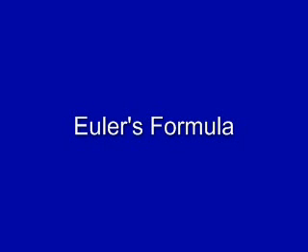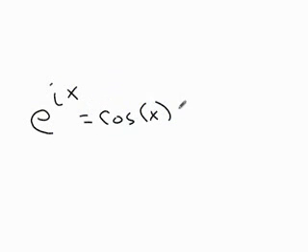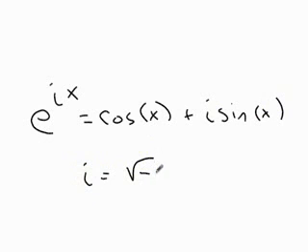Hi folks, the point of this video is to introduce you to Euler's formula, one of the more interesting and vital formulas we're going to run across in differential equations. Euler's formula is simply this: e to the ix power equals cosine of x plus i times sine of x, where i is the imaginary unit, i equals the square root of -1. So this relates complex exponentials with the circular trig functions.